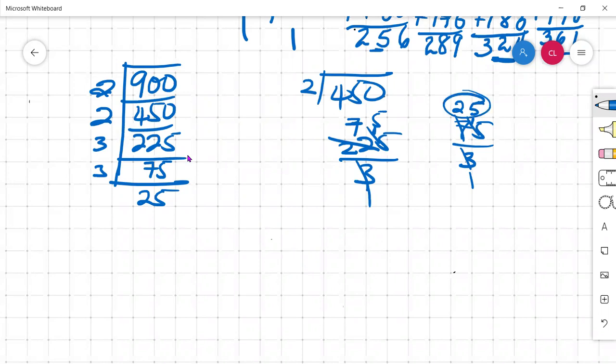All right. Now we have 25. What can go into 25 now in terms of prime? Oh, 5. And 5 can go into it 5 times. And 5 into 5 again goes 1.